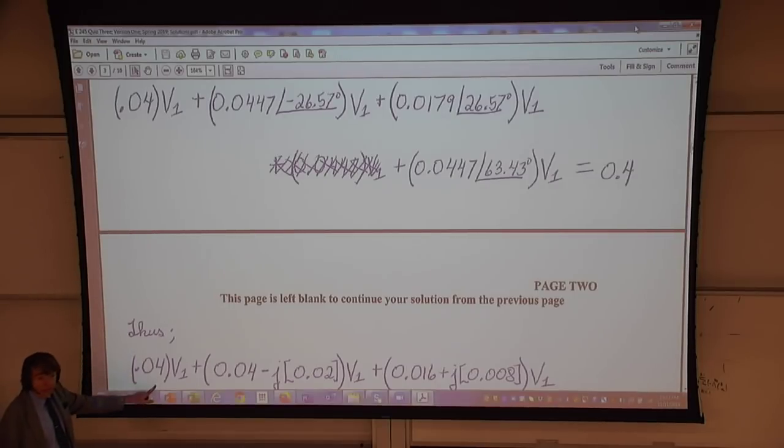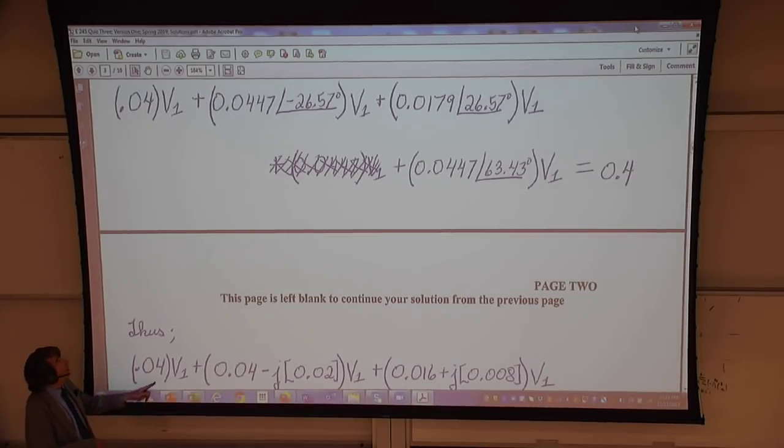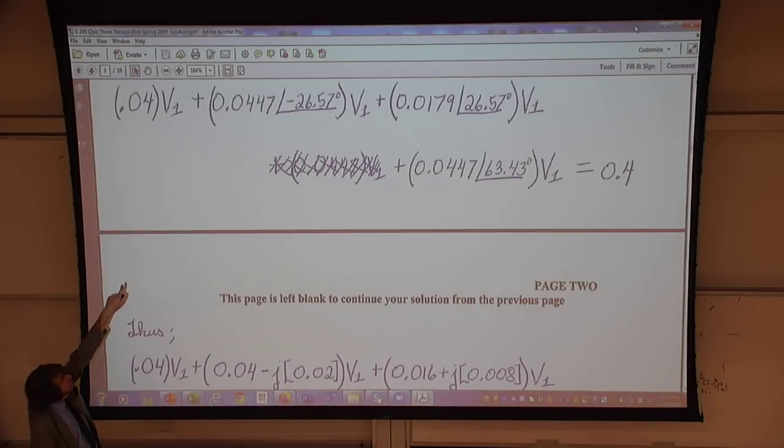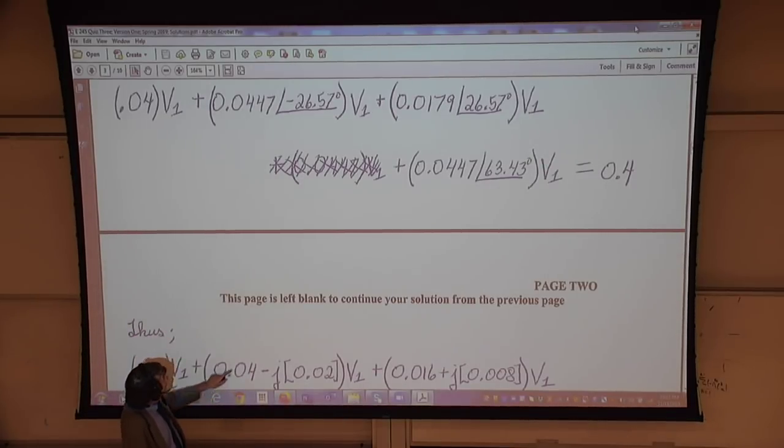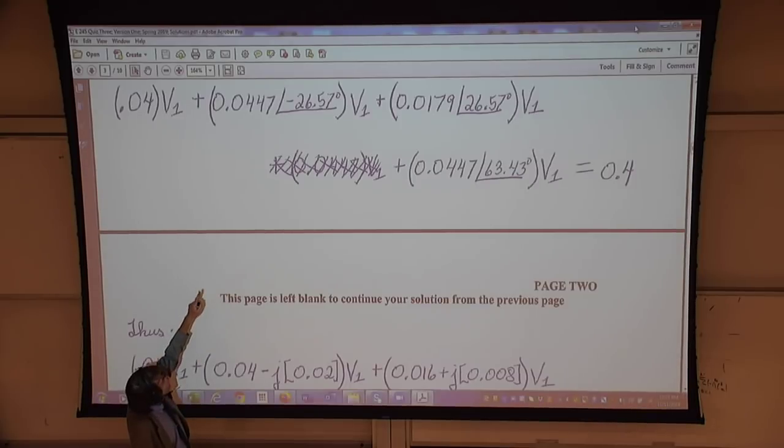0.04 V1, 0.04 V1. 0.0447 at that angle, that is 0.0447 times cosine of minus 26.57 plus 0.0447 times sine of minus 26.57. That gives me the J part.